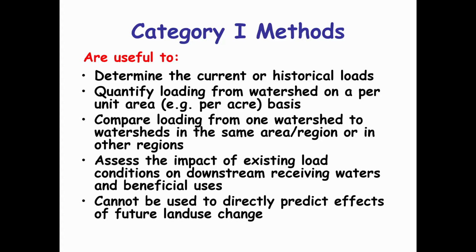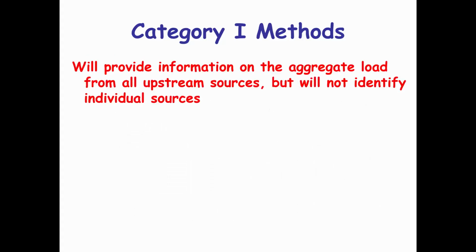And this category of methods cannot be used directly to predict future loading change or land use changes on loading. To be able to predict those effects, you need to use Category 2 methods, that is, methods that are hydrologic models, water quality models that allow you to change the land use and come up with scenarios as to how the BMP might affect water quality.